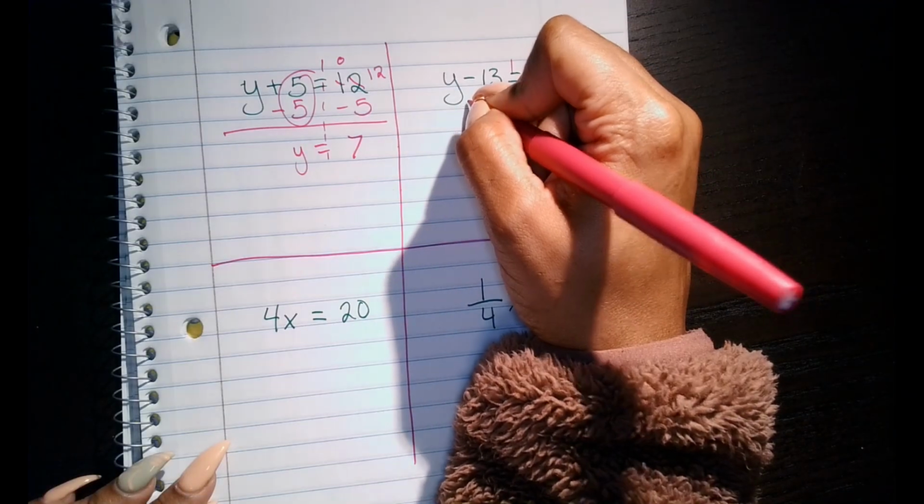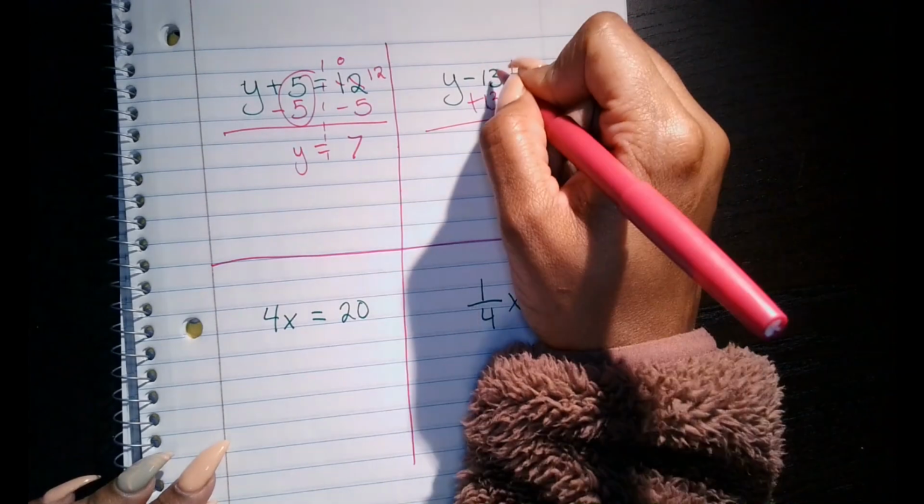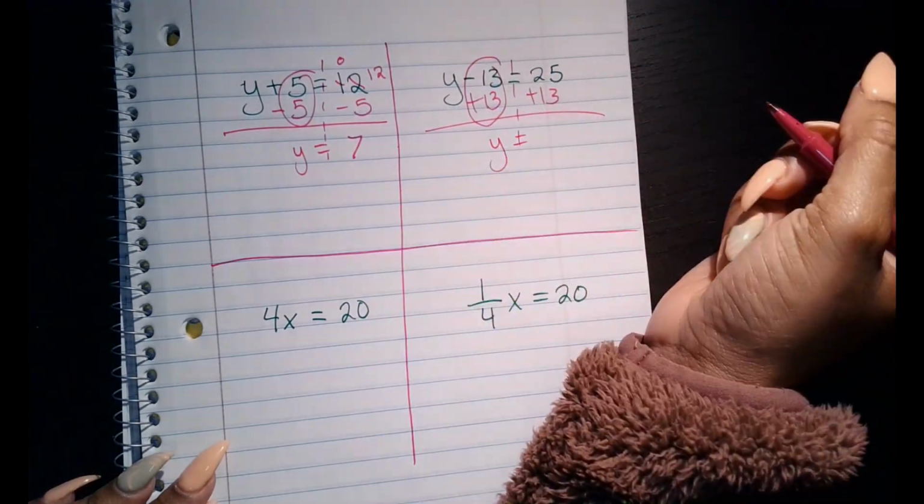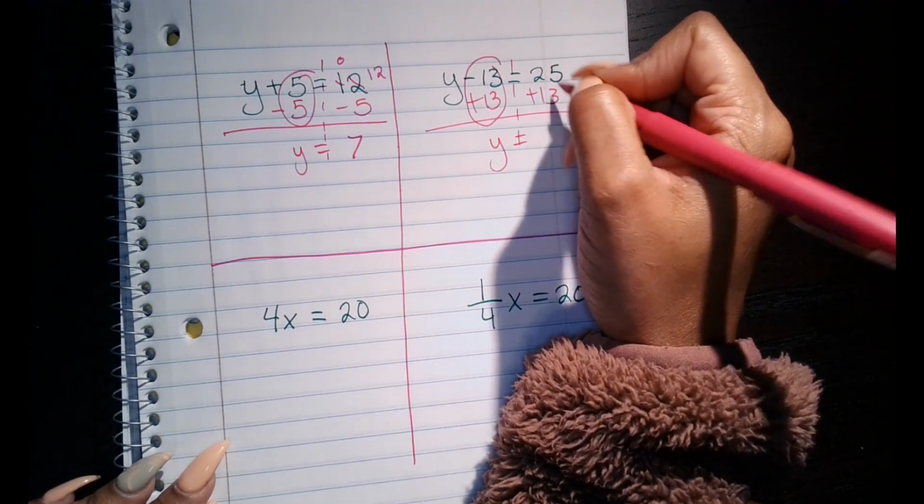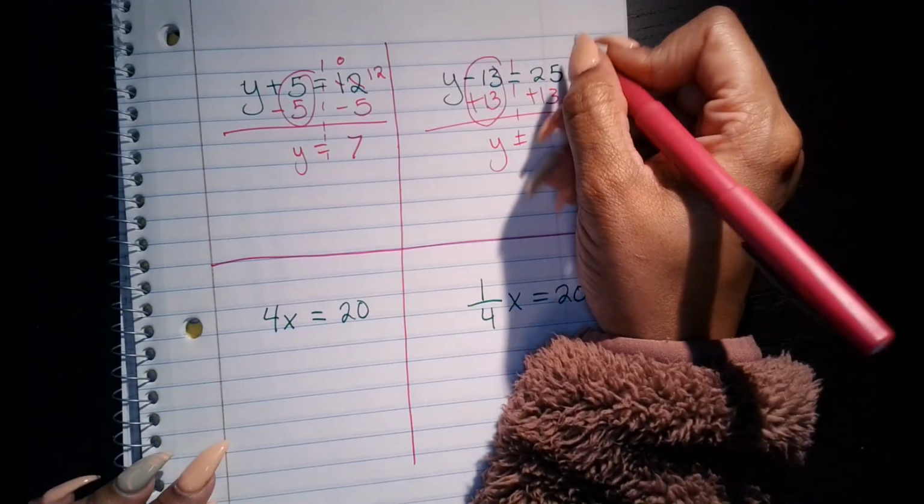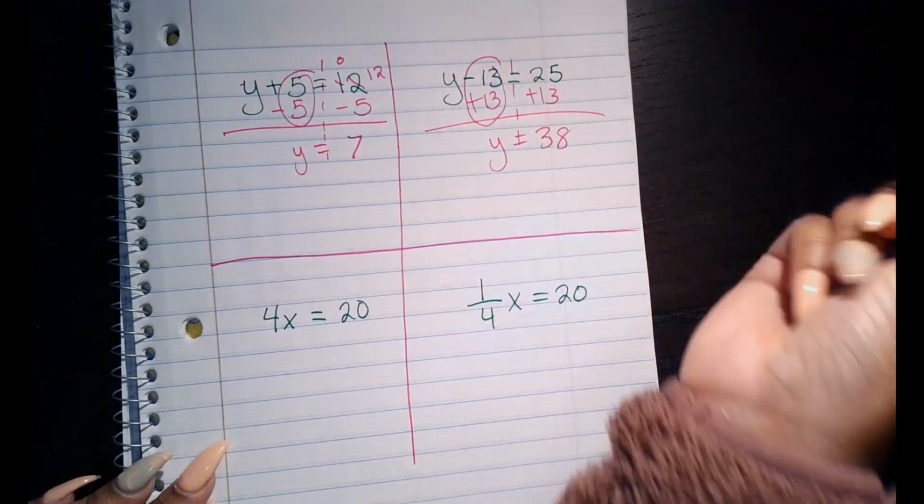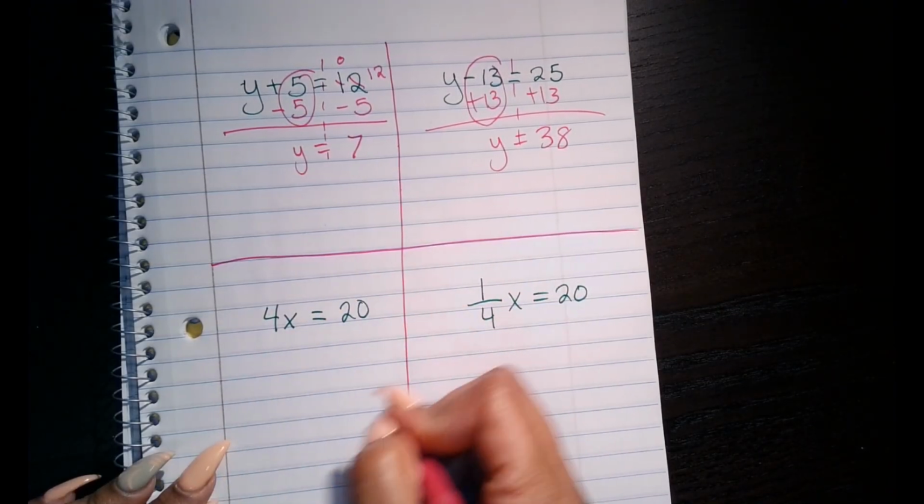Add. Add 13. Yep. We're going to add 13 because we want that to be 0. We want to cancel that out and leave y by itself. So 25 plus 13 would be 38. Yep, 38. All right. So do you remember what we do here?